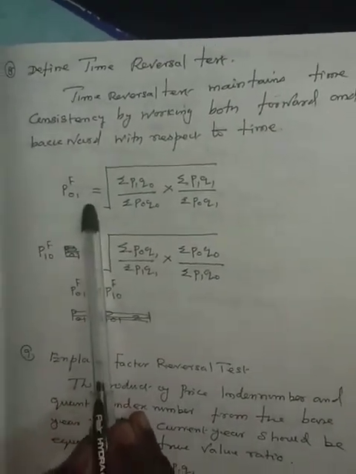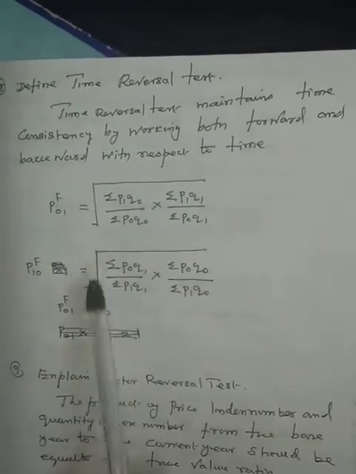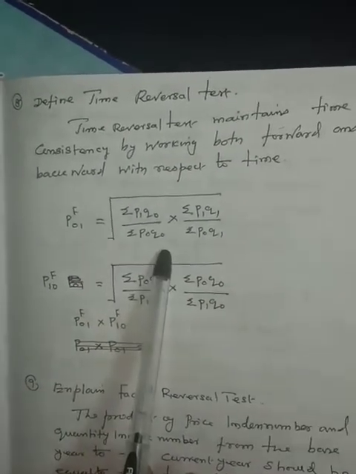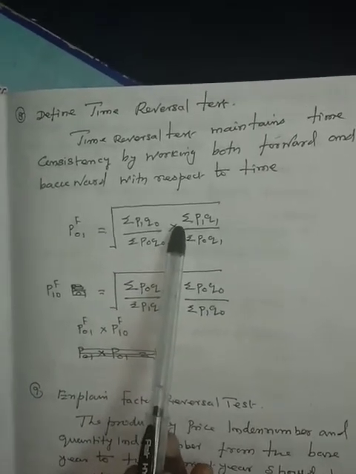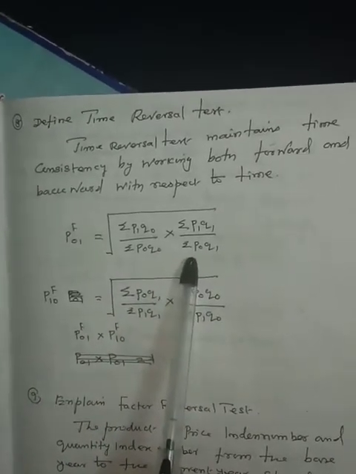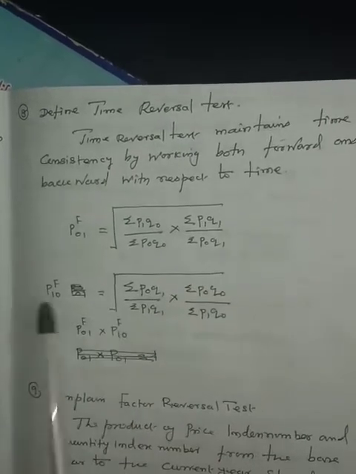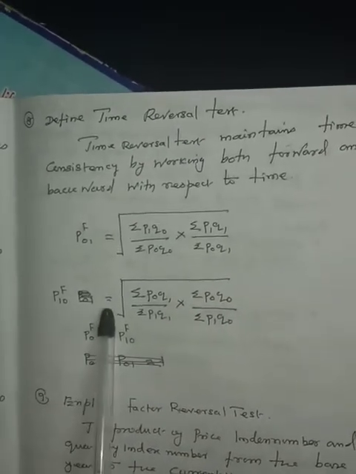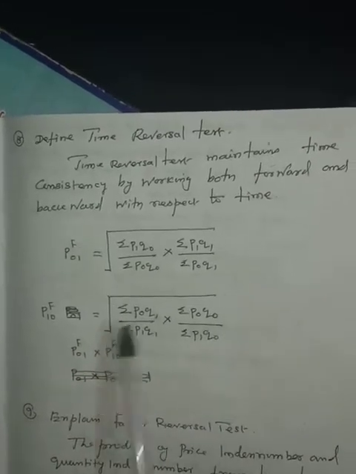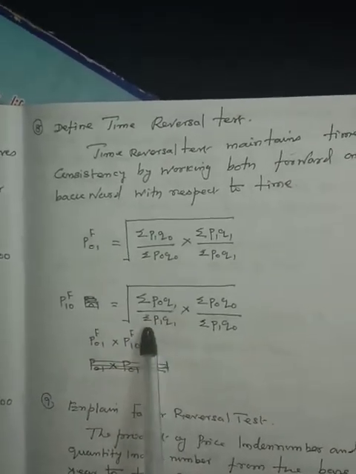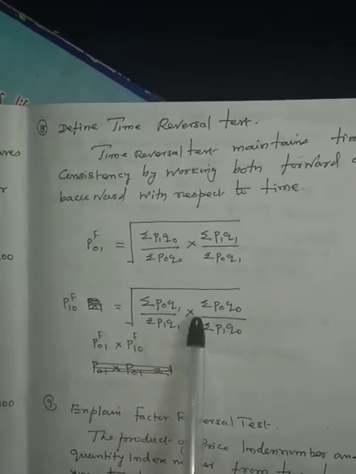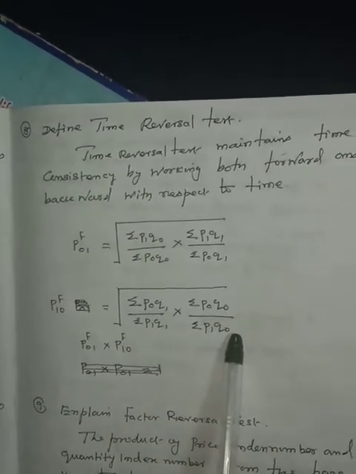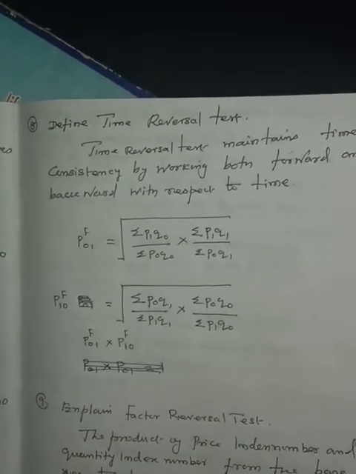P01 is equal to square root of sum of P1Q0 divided by sum of P0Q0 into sum of P1Q1 divided by sum of P0Q1. P10 is square root of sum of P0Q1 divided by sum of P1Q1 into sum of P0Q0 divided by sum of P1Q0. Product of these two gives 1.